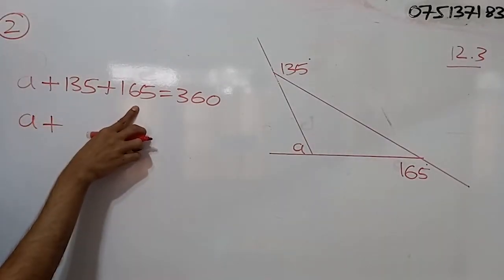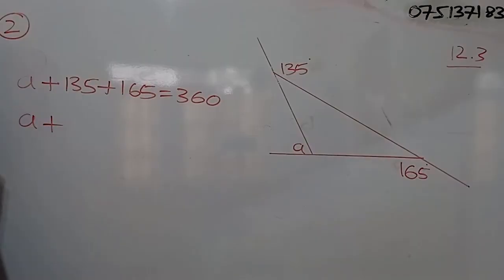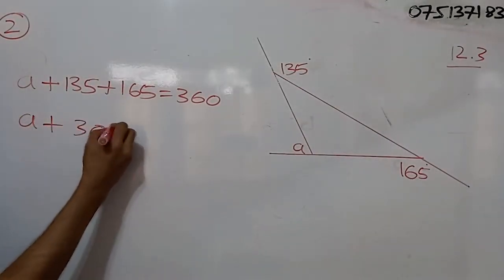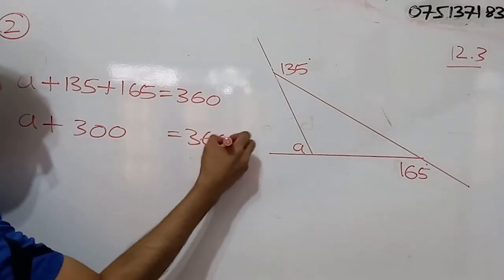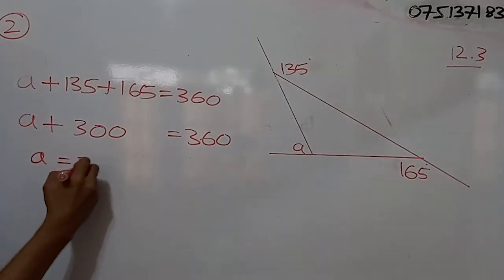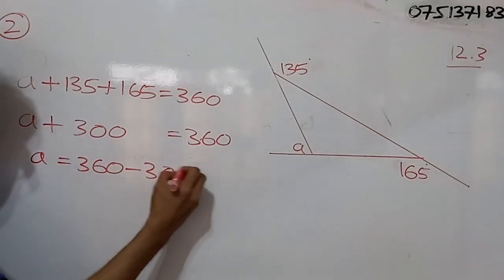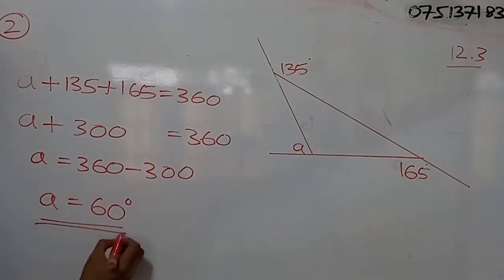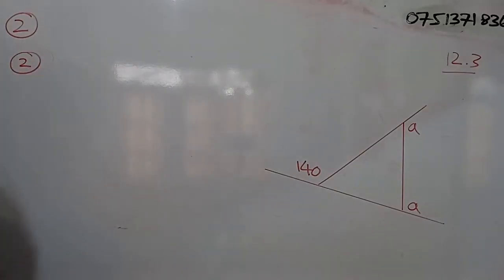100 plus 100, that is 200. 200 plus 90, 290 and 300. So 300, that is equal to 360. So A is equal to what? 360 minus 300. So A is equal to 60 degrees. Don't forget the unit. Right. Question number 2, part 2 under exercise 12.3.